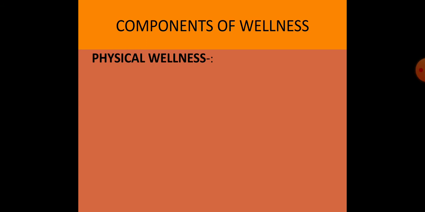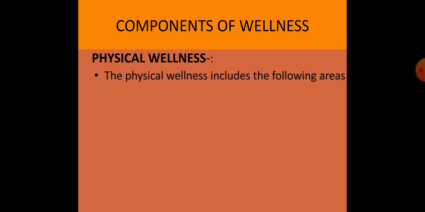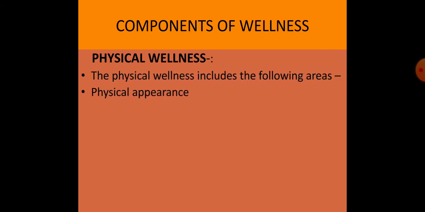Physical wellness includes the following areas. First one is physical appearance. Physical appearance is how we represent our body, how we are looking. So, this is the outlook of the body. The physical appearance can be improved in various ways.